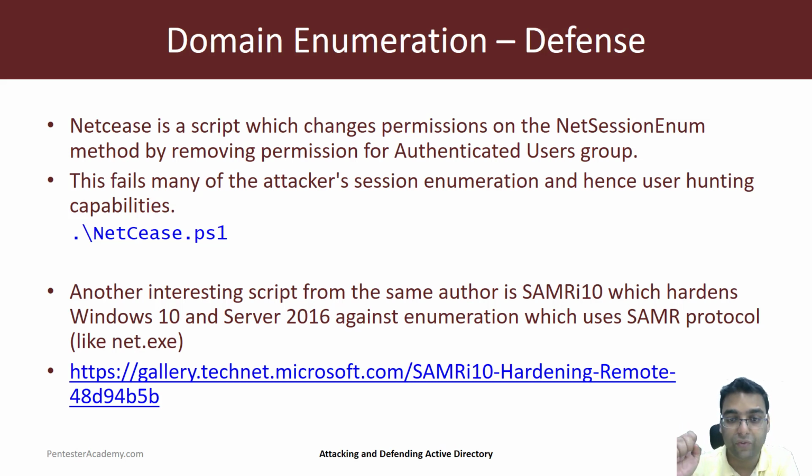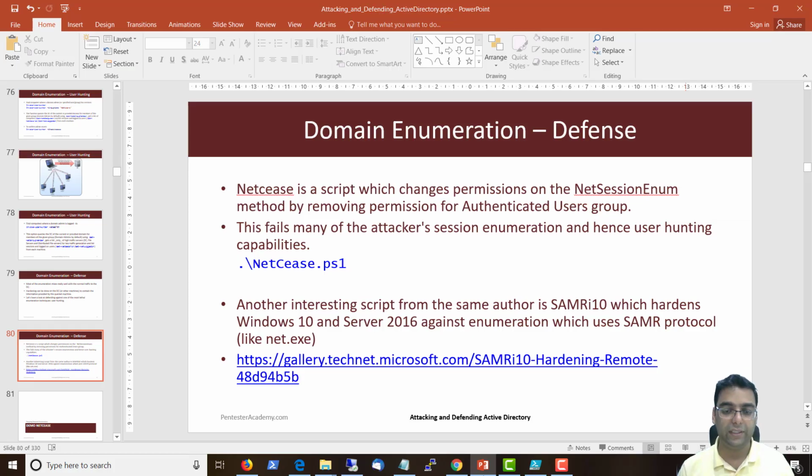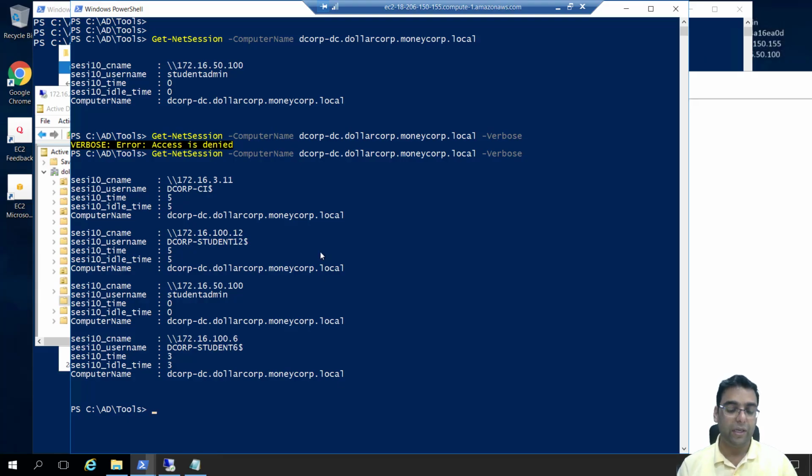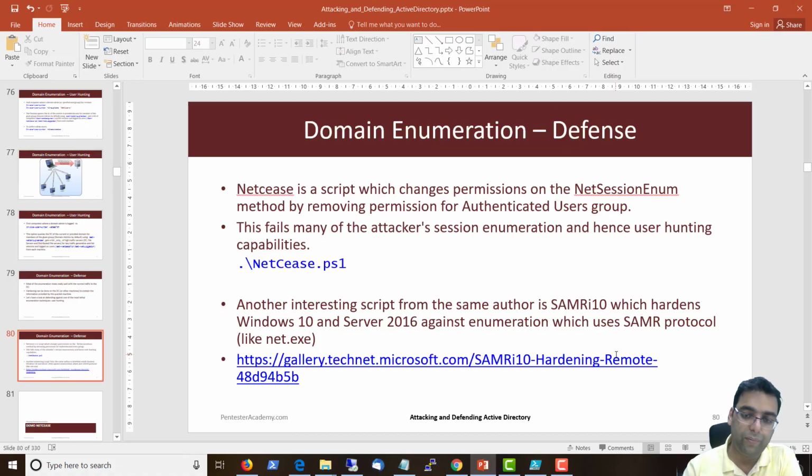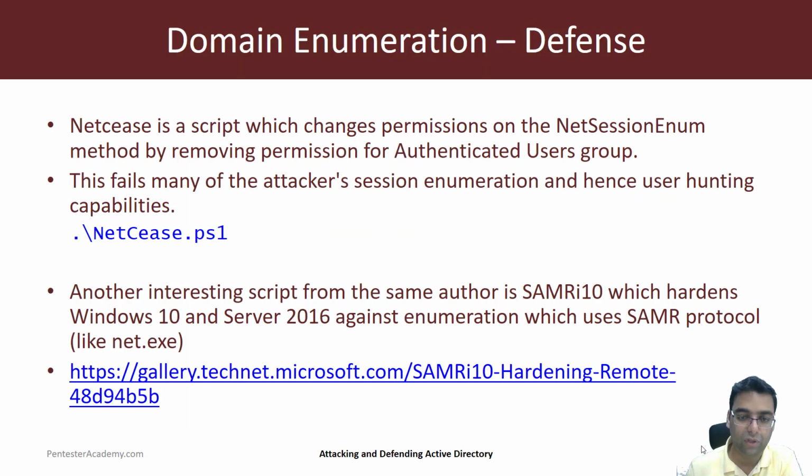Now, another interesting script from the same guy, Itagredi, is called SAMRi10. SAMR is the protocol used by the net executable, right? For example, the Active Directory module or PowerView, both of these use LDAP, but our net user or net.exe uses another protocol called SAM remote or SAMR protocol. There is a SAMRi10 script by the same guy which can harden Server 2016 and Windows 10 against enumeration which uses the SAMR protocol. You can get the script from there.